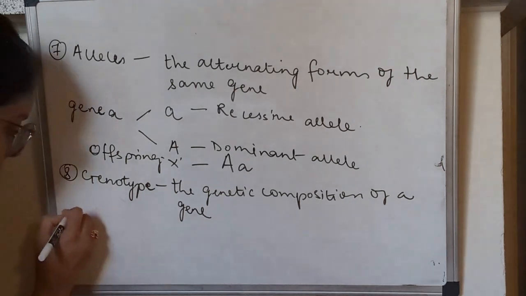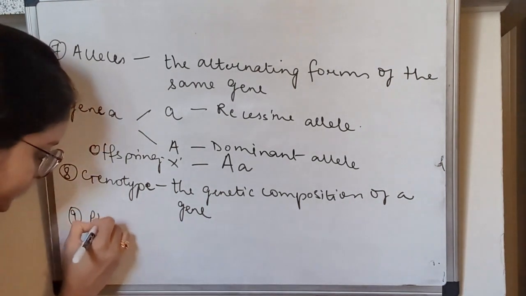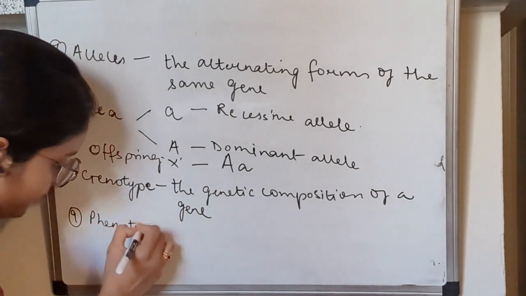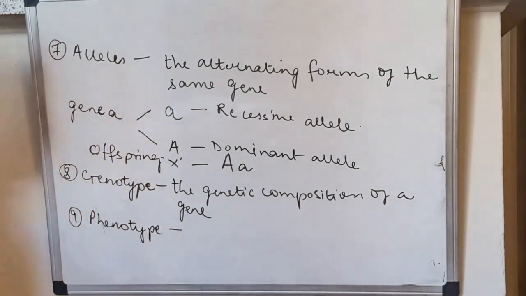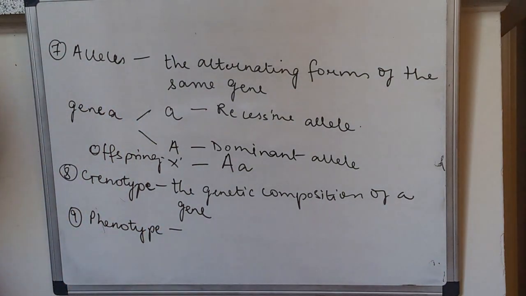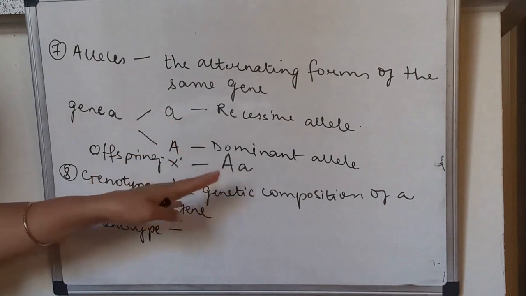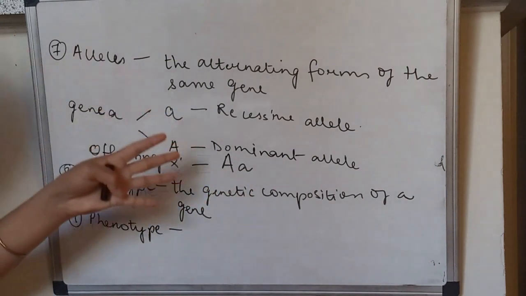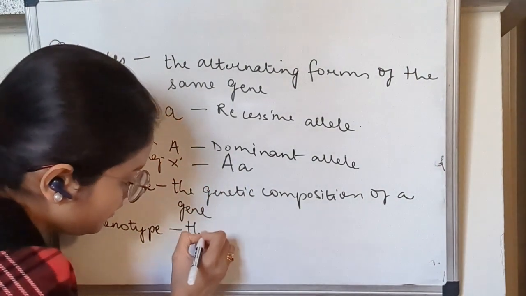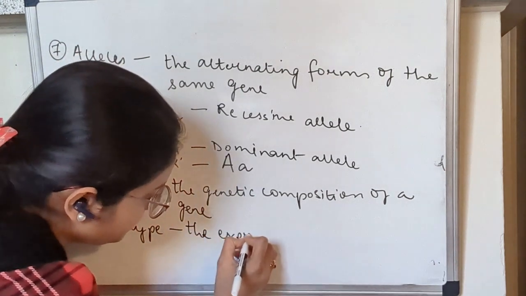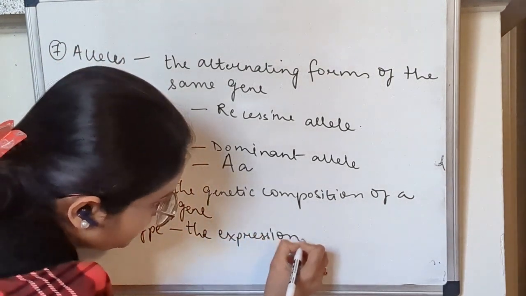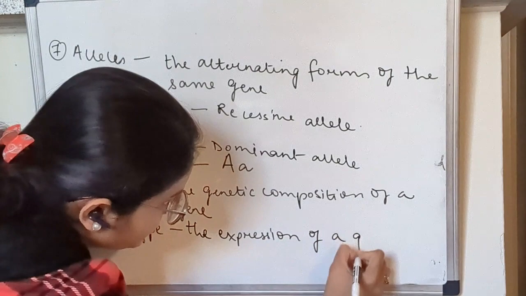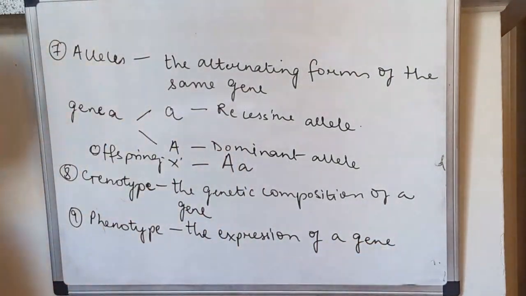Okay. And from here another similar term is phenotype. What is meant by phenotype? Phenotype is the expression of the gene. How the gene will be finally expressed, that will be the phenotype. The expression of a gene is phenotype.